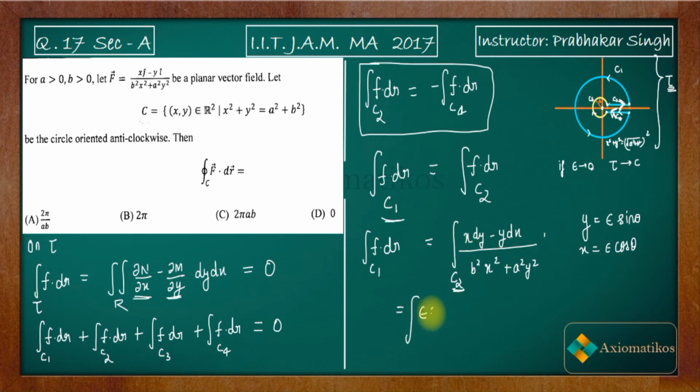So we will get epsilon cos theta into dy. So dy will be epsilon times of cos theta minus y dx. So we have epsilon sine theta minus epsilon sine theta you will get from here, so we will get plus here. On the denominator, we have this b square epsilon square sine square theta plus we have this a square epsilon square cos square theta. Sorry, I'm sorry, we have this a over here.